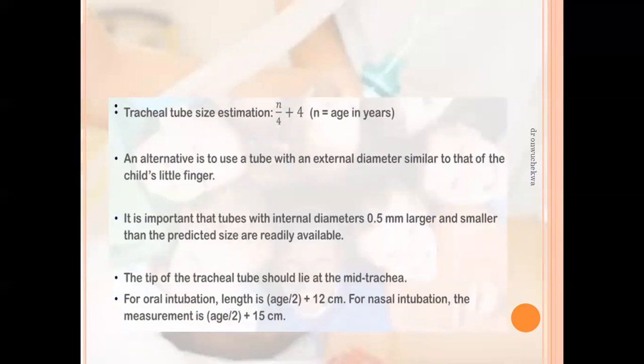For estimation of the tracheal tube size, we use the following formula: N over 4 plus 4, where N is the age in years.